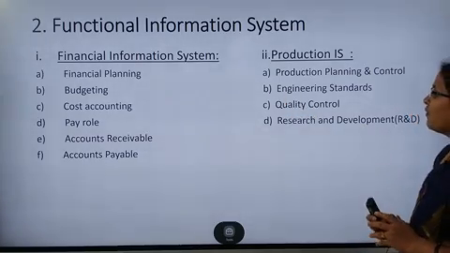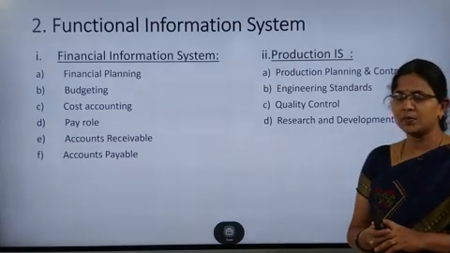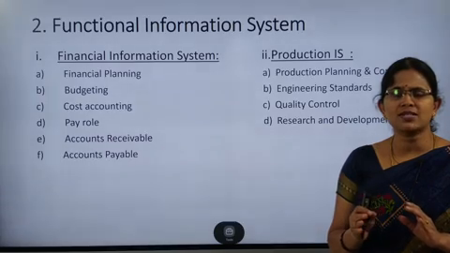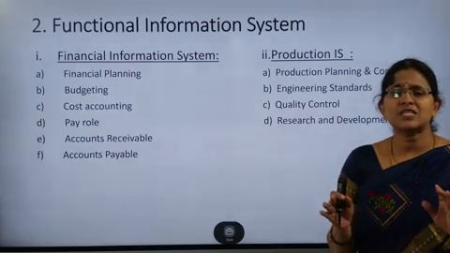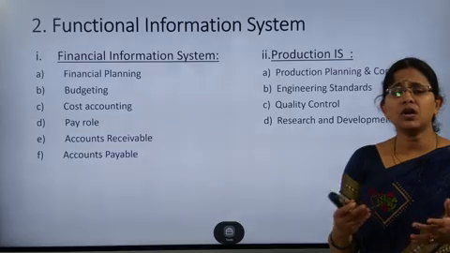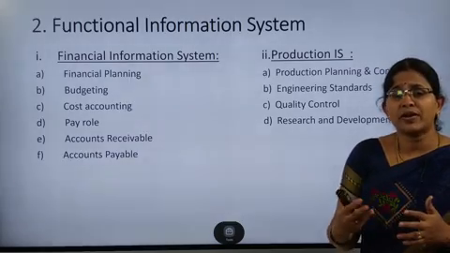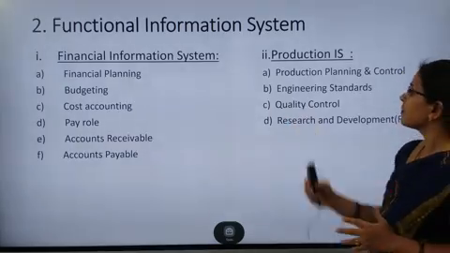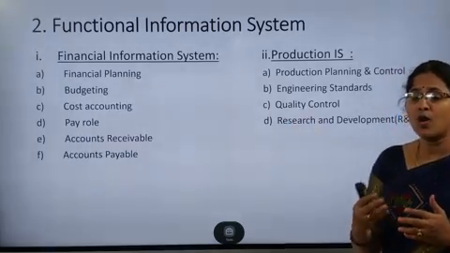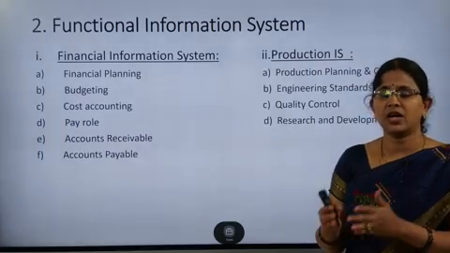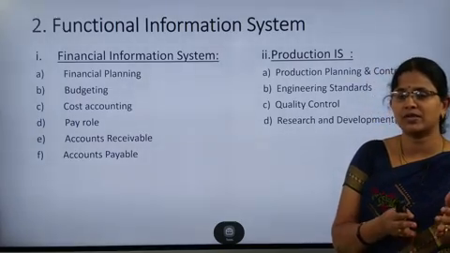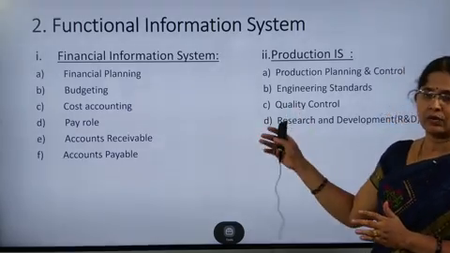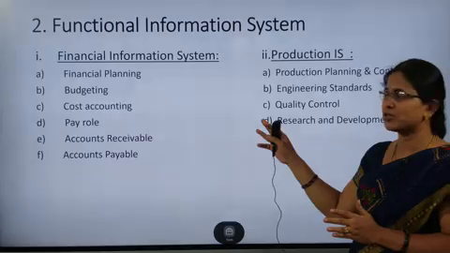The first one is financial information system. Financial information system talks about the financial aspects of the business. So what are those financial aspects? What are those financial activities that are important for the organization? Financial planning means how much amount is required for this activity and how much amount is required for that activity. In order to go for such planning, we require FIS, that is financial information system.